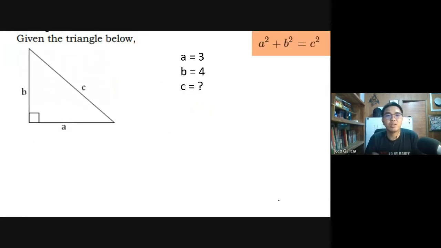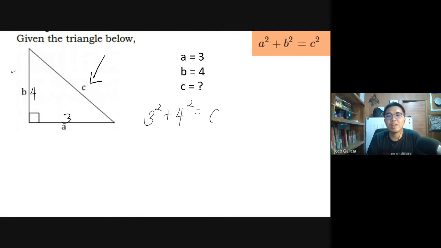Given the triangle below, ito. Again, ito yung leg natin at saka itong A. Yung C pa rin yung hinahanap, class. So, si A daw yung 3, ang length daw nito is 3, at yung B naman natin ay 4. Hinahanap, ano daw ang magiging length ng ating C or yung hypotenuse natin. So, A squared ay 3 squared plus, ano ang B squared natin? 4 squared. Is equal to C squared.